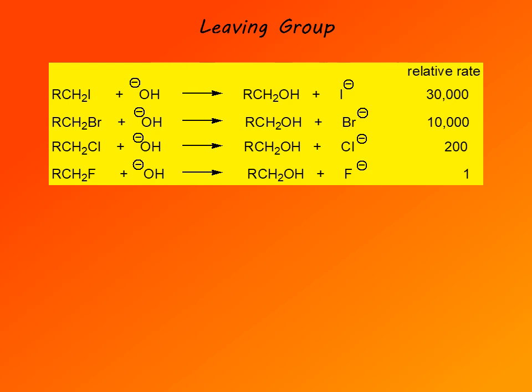So if we set that as a standard, if we set the reaction rate of alkyl fluoride with hydroxide as 1, then alkyl chlorides react 200 times faster. So that's a better leaving group because the carbon-chlorine bond is weaker compared to carbon-fluorine. And then the carbon-bromine bond is much weaker, and that's already a good leaving group, 10,000 times faster rate. And then carbon-iodine, which I already mentioned, the best leaving group, the weakest bond, 30,000 times faster reaction rate.